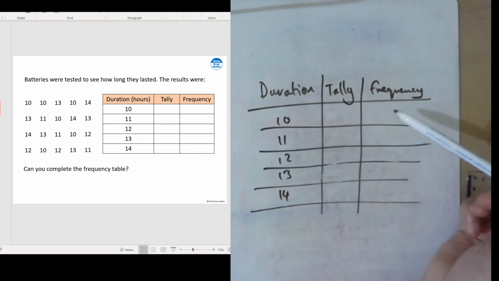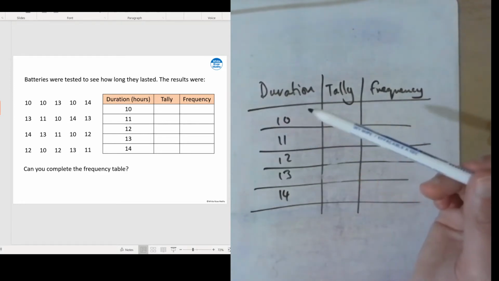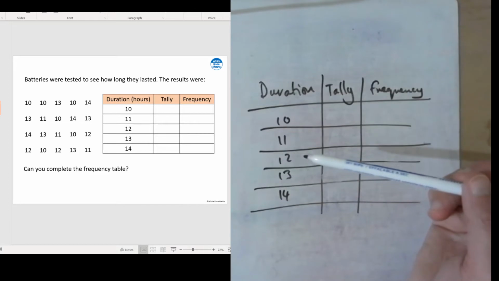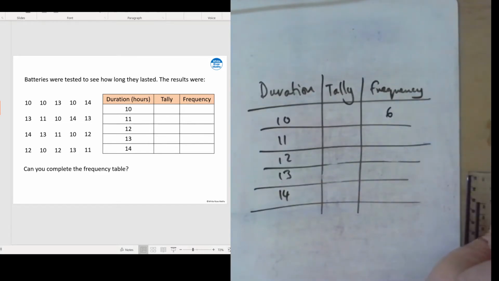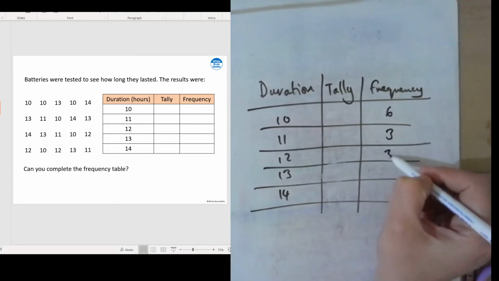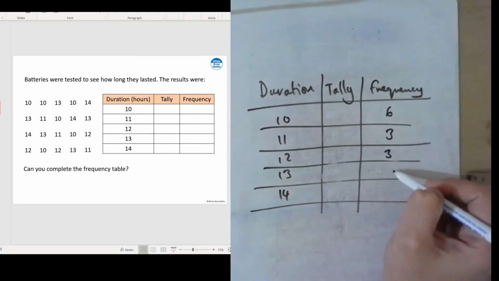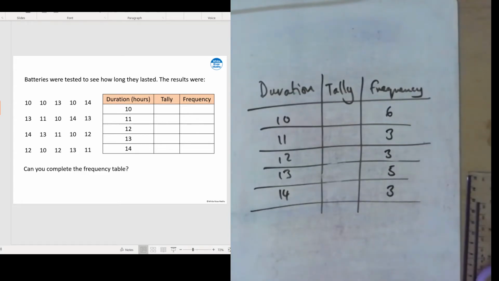So if I was to look at the frequency of 10, then I would just count it. So it'd be 1, 2, 3, 4, 5, 6, okay? So there's 6, okay? And then if I was to look at 11, I've got 3 of them. If I was to look at 12, got 3 of those. How many 13s? 1, 2, 3, 4, 5. Okay, and then I've got 3 14s as well.